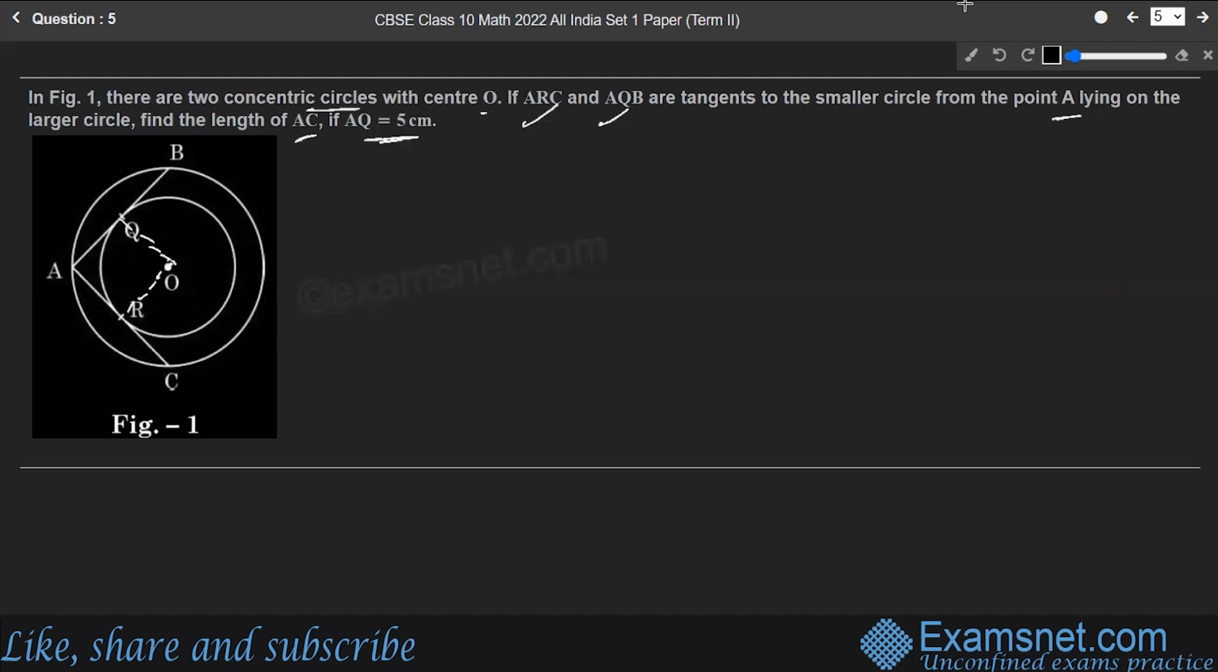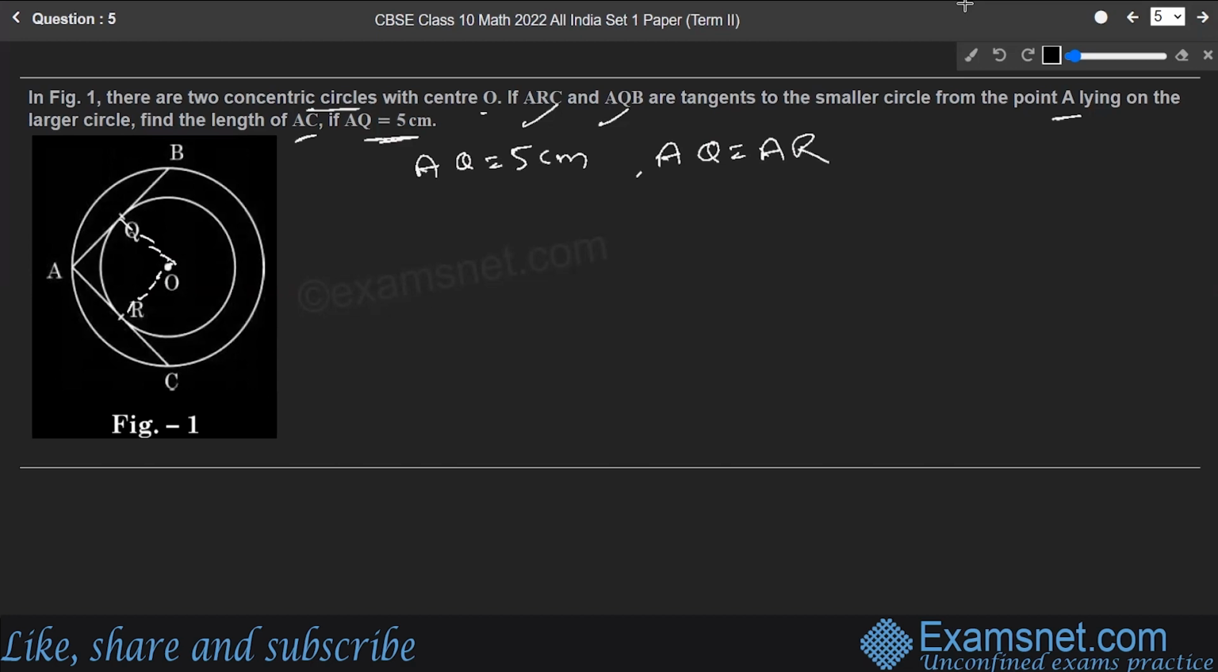Okay, so what all is given? The value of AQ is given to be 5 centimeter, but similar will be the value of AR. AQ will be equal to AR because there is a theorem which says that AQ is equal to AR, the logic being the tangents drawn to a circle from a point outside the circle are equal.